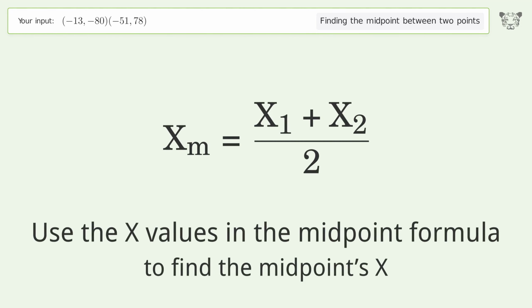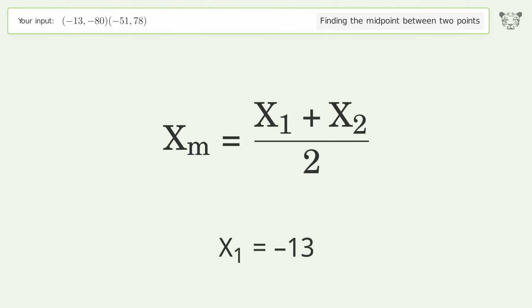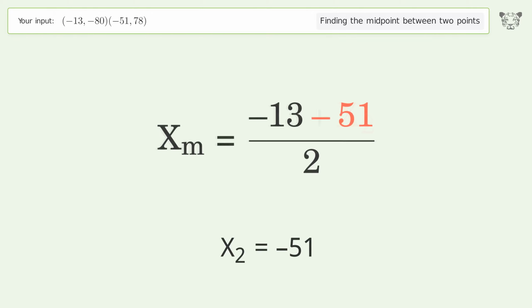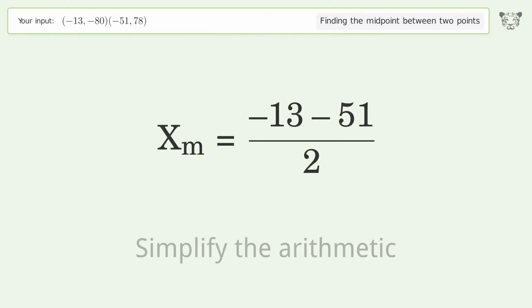Use the x values in the midpoint formula to find the midpoint's x. x1 equals -13. x2 equals -51. Simplify the arithmetic.